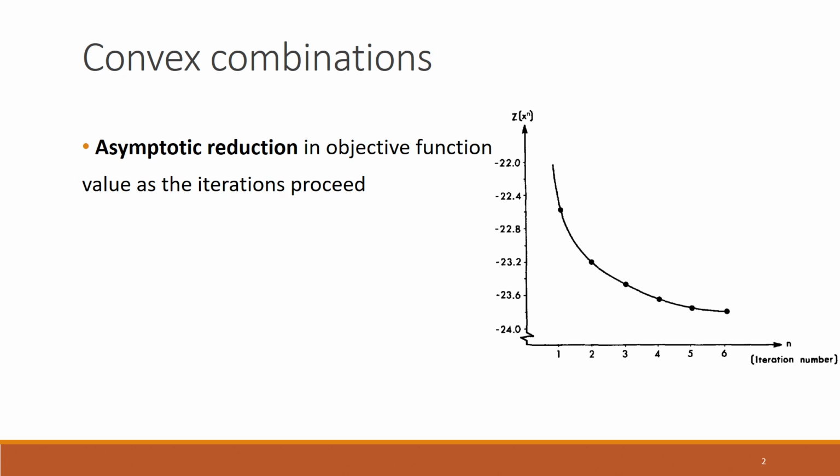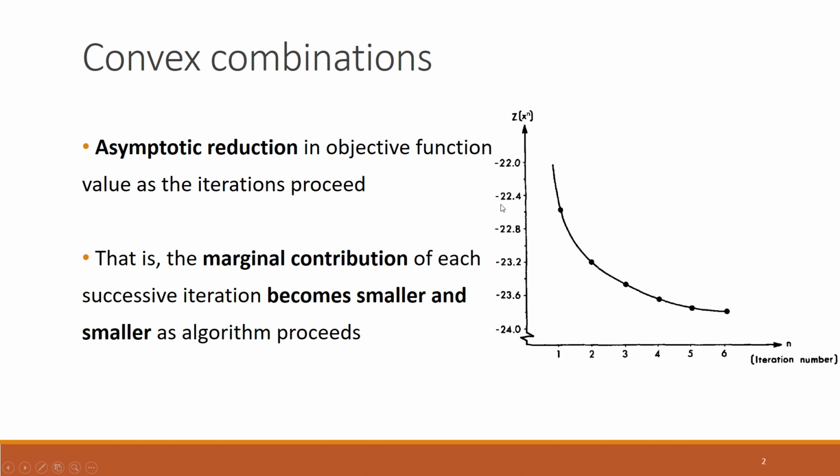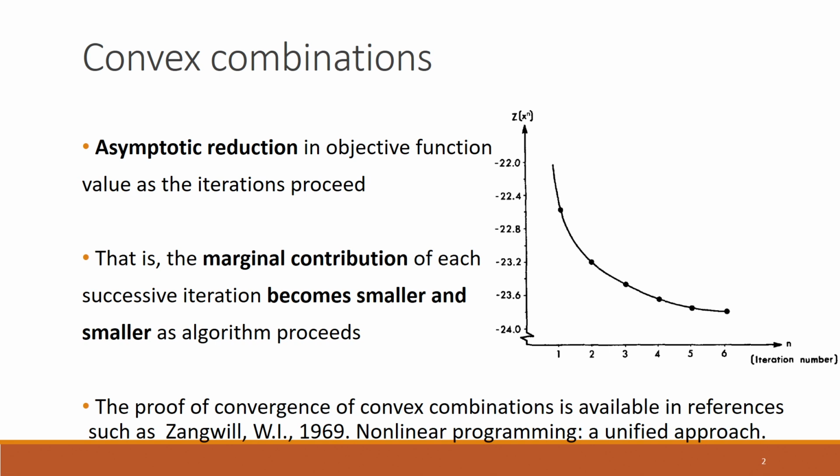If we plot how the objective function value progresses with the number of iterations, you can see on this figure, we have the objective function on the y axis, and the number of iterations on the x axis. For example, in the first iteration this is the objective function value that you get, but in the second iteration this is what you get, and in the third iteration this is what you get.